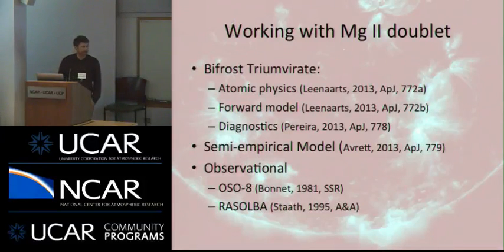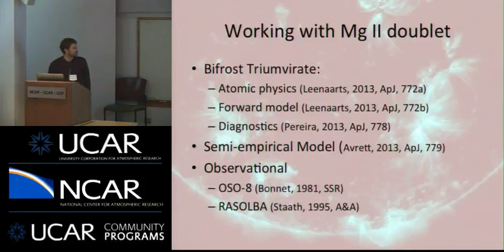Working with the magnesium 2 doublet, we understood prior to launch that a lot of modeling would be necessary to understand these lines. There's a triumvirate of Bifrost papers that delve into the physics of the atoms, and then the forward modeling of the magnesium emission through the atmosphere. Along the same lines, the VAL semi-empirical atmospheres from Vernazza and Avrett have been expanded to simulate the emission from magnesium 2. All this modeling effort has been based off a fairly sparse set of magnesium 2 measurements.